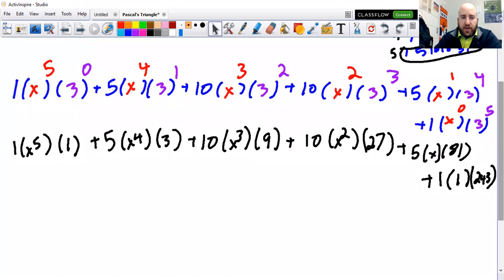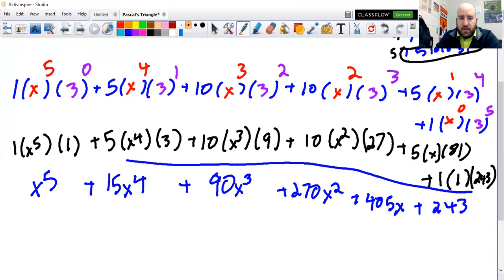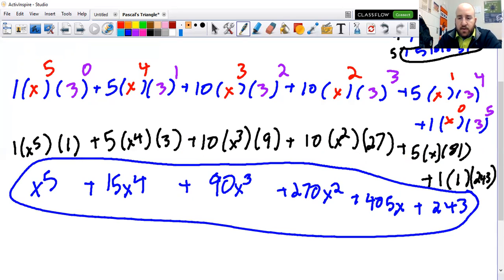And if y'all notice, hopefully y'all did, I had x plus 3 to the fifth power. Again, all these signs originally are positive, so everything should be positive. No negative signs to worry about. 1 times x to the fifth is x to the fifth. 5 times 3 is 15, x to the fourth. 10 times 9 is 90, x cubed. 10 times 27 is 270, x squared. Here, 5 times 81 is 405x. Still got the x. And then 1 times 243 is 243. And even though it's a little crooked, I still got what I said I think I should get.